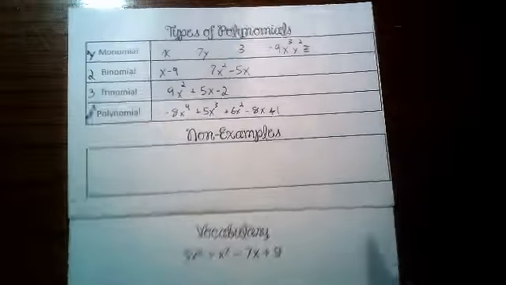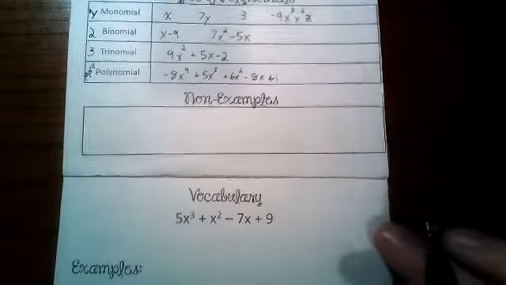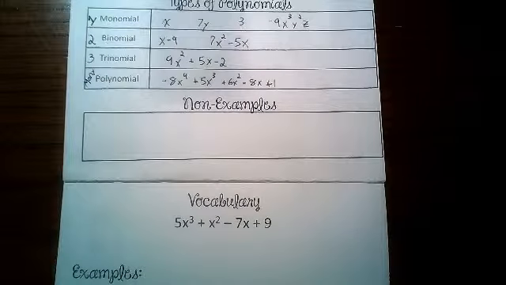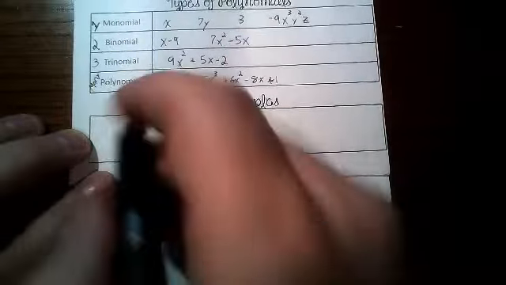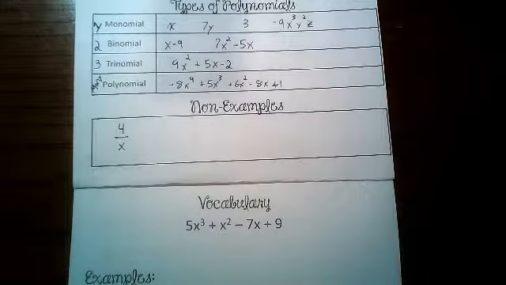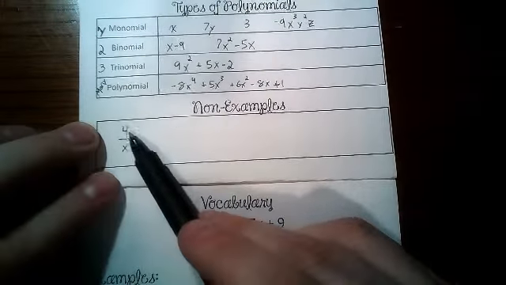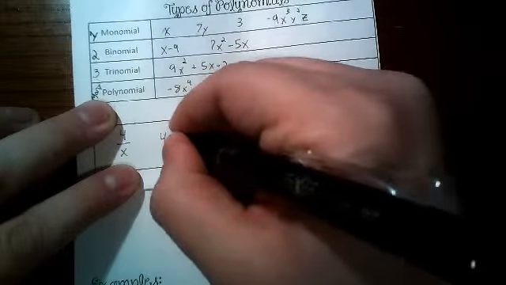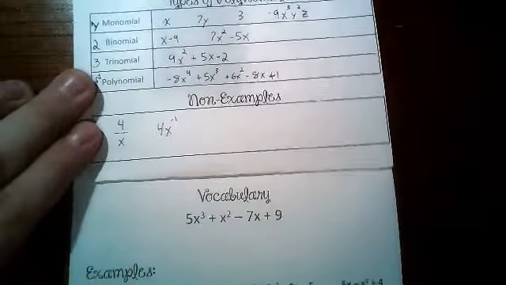Now some non-examples of polynomials. Polynomials have to have positive exponents and they have to have whole number exponents. If you have a polynomial, you can't see a variable in the bottom, so we can't have any division. So 4 over x would not be a polynomial because you can't divide by a variable. One way you can think about that is 4 over x is really 4x to the negative 1, and we can't have negative exponents.